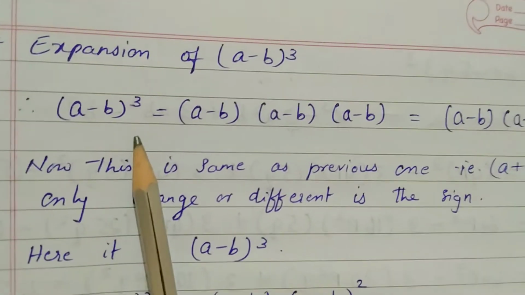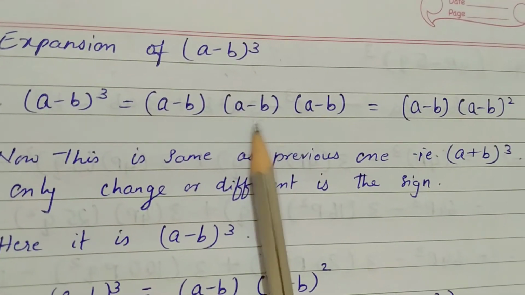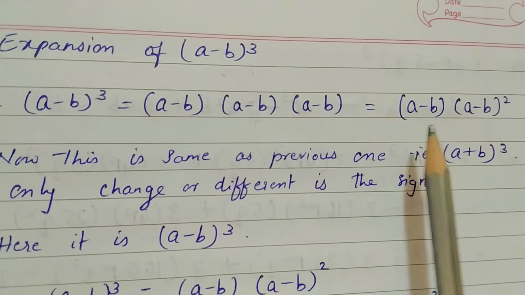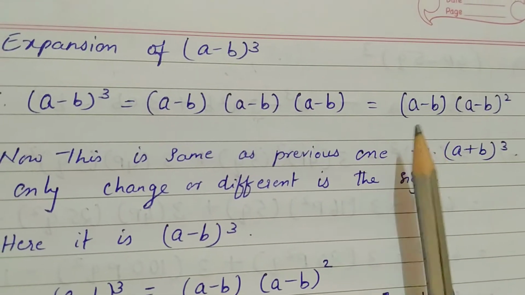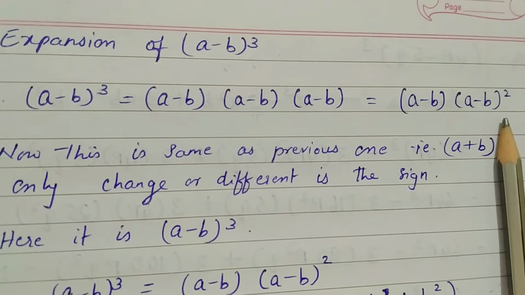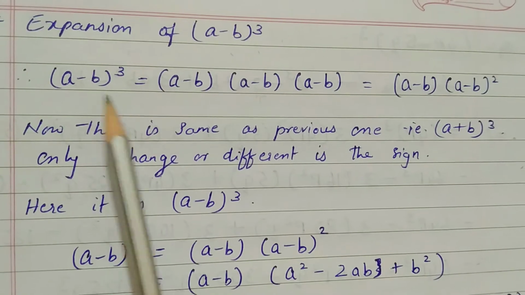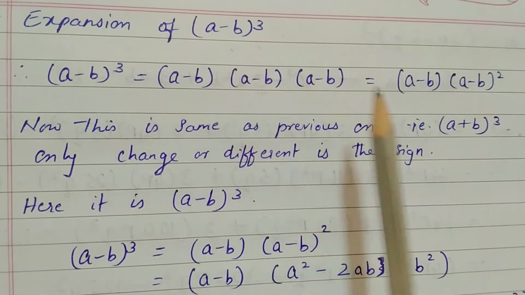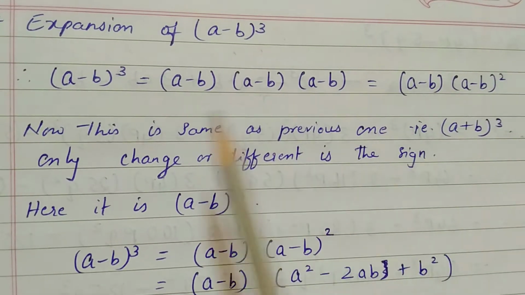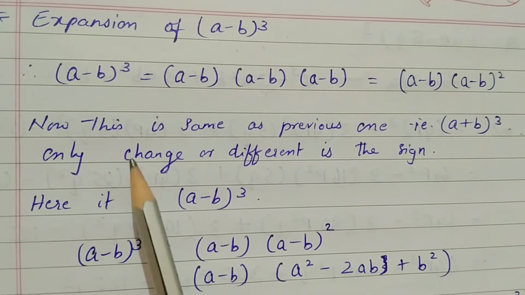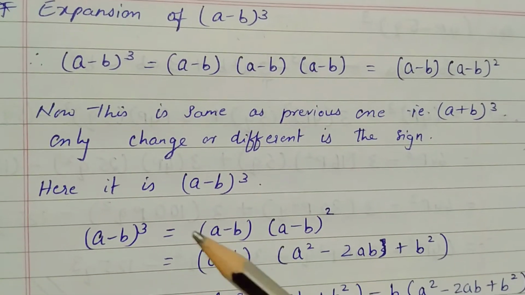(a minus b) the whole cube is equal to (a minus b)(a minus b)(a minus b), three times, and again that is equal to (a minus b) one time, then (a minus b) the whole square. This is expanded, or bifurcated, to this form. Now we are going to put the formula and expand it again, so that we will get a formula.